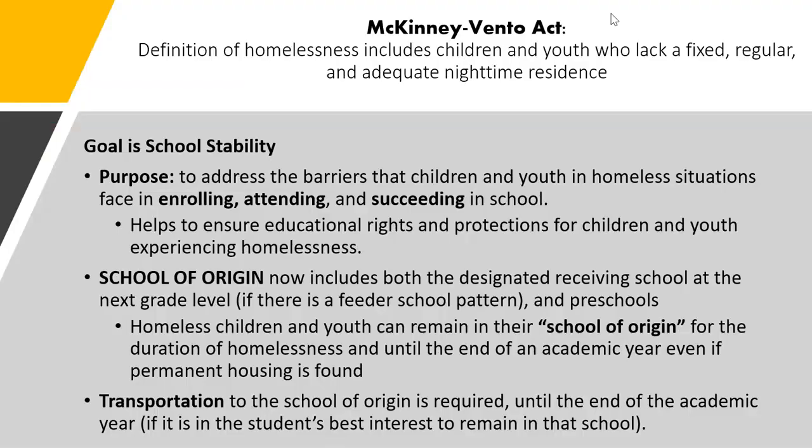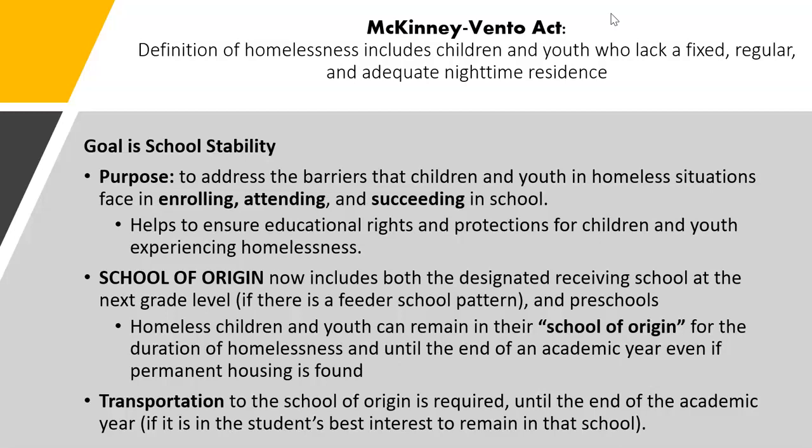So McKinney-Vento, as we looked at in the first presentation, that definition of homelessness includes children and youth who lack a fixed, regular, and adequate nighttime residence. And so our goal with McKinney-Vento is certainly school stability, and we know that there are so many factors that surround that goal when it comes to students experiencing homelessness. But our purpose is really to address those barriers that children and youth experiencing homelessness face, which can often affect the enrollment process. It can affect their attendance and then overall their success in school.